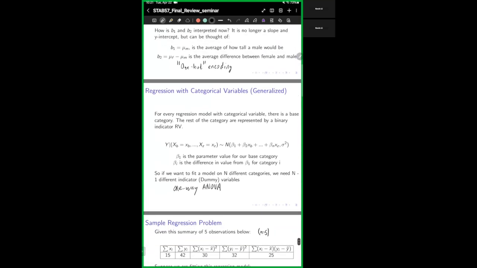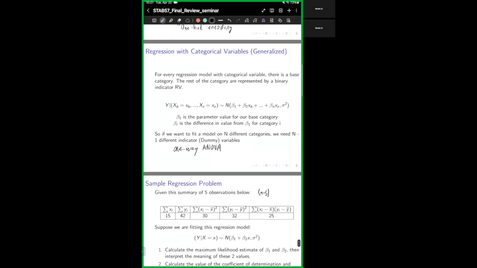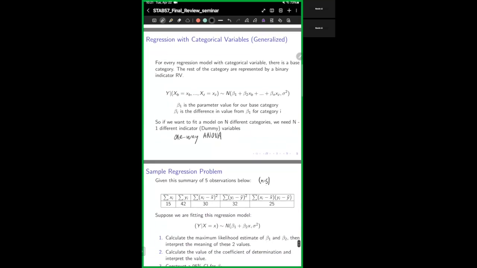Okay, so now on to the question. Given this summary of 5 observations below, we have n equal to 5, sum of xi equal to 15, sum of yi equal to 42, sum of xi minus x bar squared equal to 30, sum of yi minus y bar squared equal to 32, and the sum of products between x and y is 25.